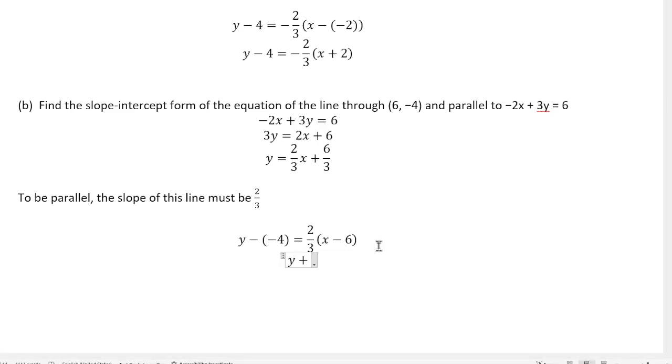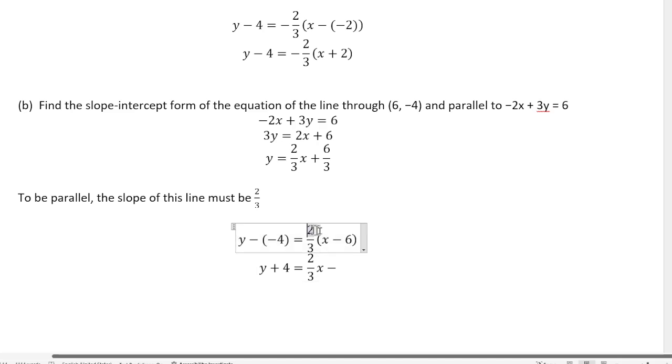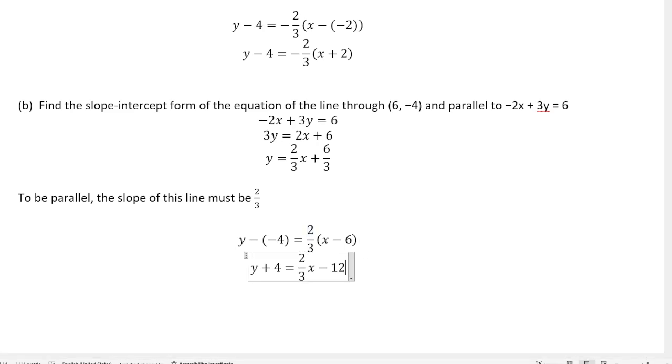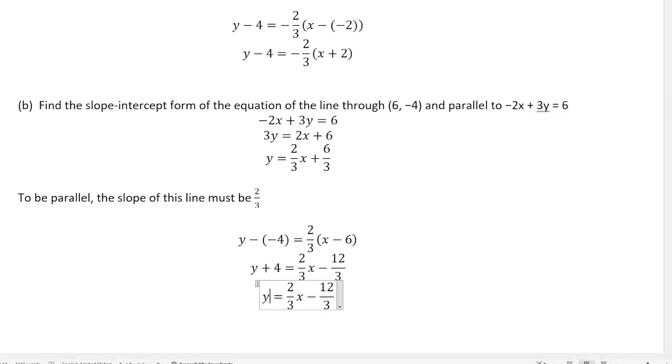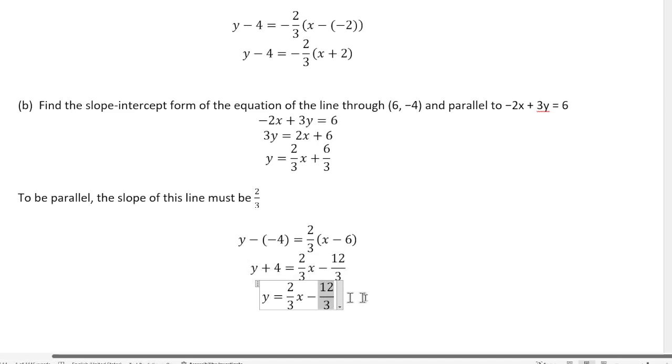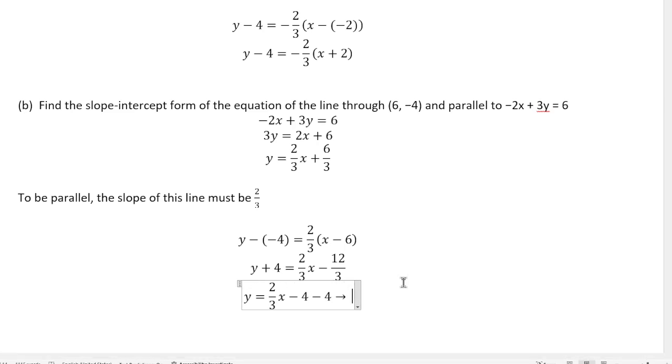Okay, and that gives you y plus 4 equals 2/3 of x minus 6, and 2 times 6 is 12, so you have 12 over 3. But then the question is asking for the slope-intercept form, which means you have to solve for y. So we're going to solve this by subtracting 4 from both sides. And 12 over 3 is 4, but this 4 comes to the other side as -4. So the final answer is y equals 2/3 of x minus 8.